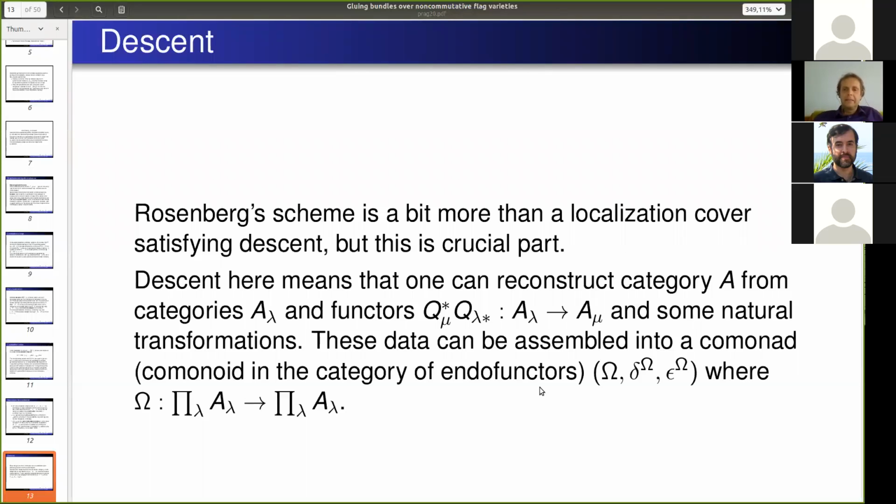As I said, this is a little bit more than just this descent picture. There is more than that. And I will just remind you that these local data of gluing these A lambdas, A mu's together can be assembled into one big endofunctor, not from A lambda to A mu, but from the product of A lambdas to the product of A lambdas. An endofunctor, which is kind of a comonoid in the category of endofunctors. We call it a comonad. And this is the way to pack it.